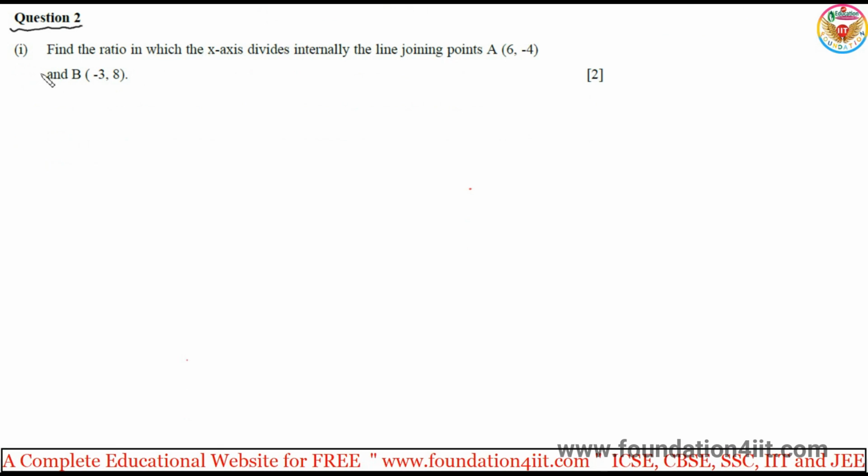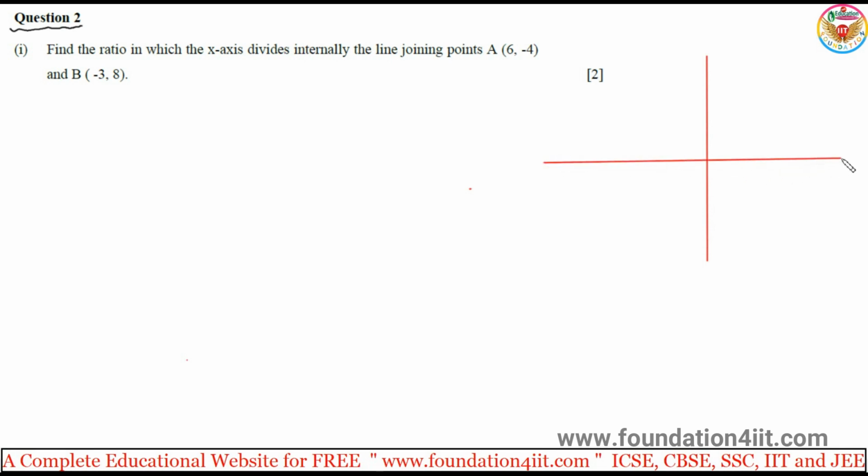Question number 2. Find the ratio in which x-axis divides internally the line joining the points A (6, -4) and B (-3, 8). So we need to find the ratio. Let's take this y-axis, x-axis. Here is the point A, 6, minus 4. So positive and negative. Let us take this positive and negative this side. 6, minus 4.